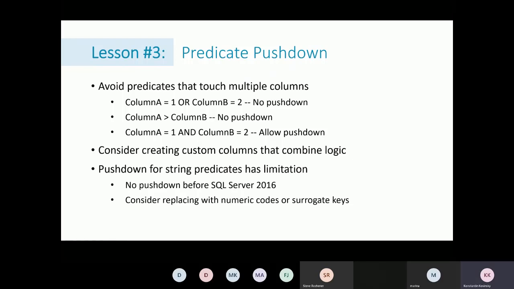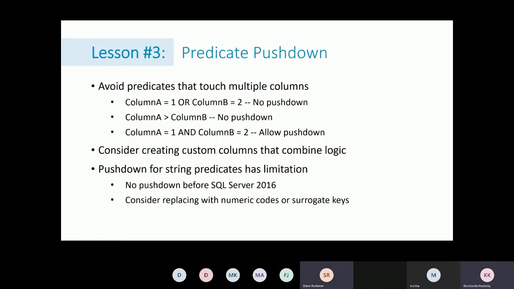A trick about strings. There was no pushdown on strings before SQL Server 2016, and there is still some limitation in terms of how many unique values strings can have, after which you don't get pushdown. If you have a problem with pushdown for strings, try to replace the strings with numbers. Create a dimension table, put the strings in this dimension table, reference them with integer numbers, and SQL will give you string pushdown in this case.